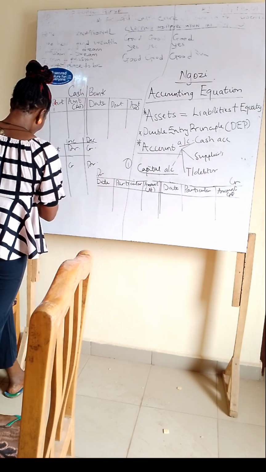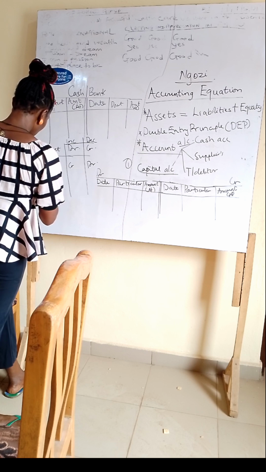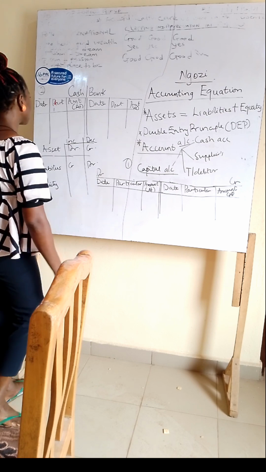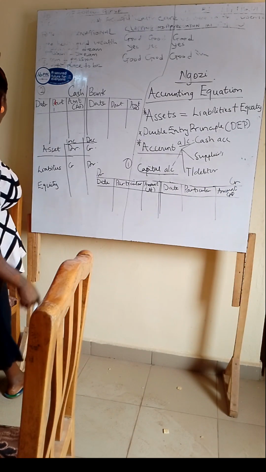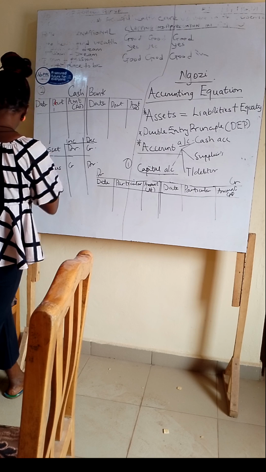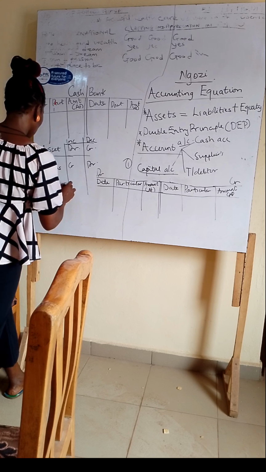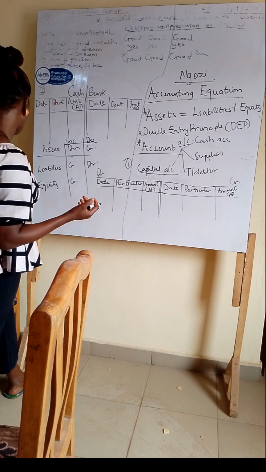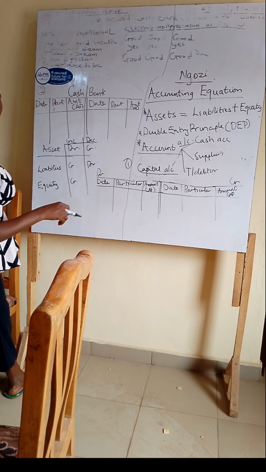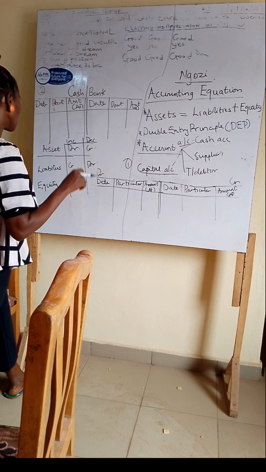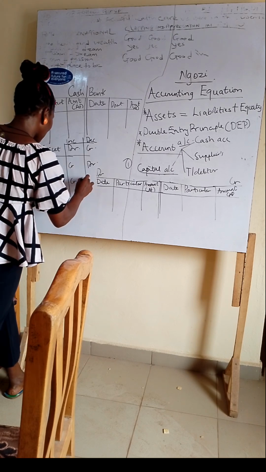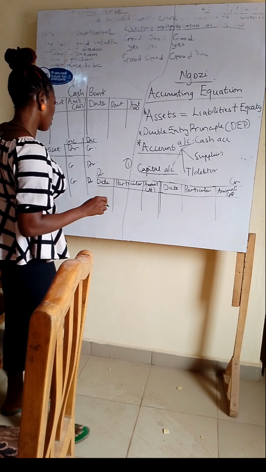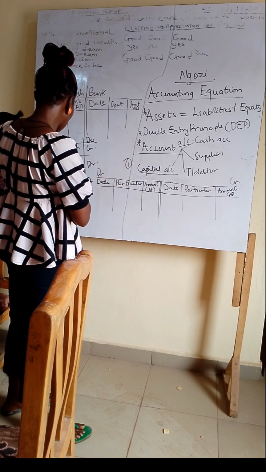Okay? Now, equity is the same with your liability, they are brothers. If your equity is increasing, vis-a-vis if your capital is increasing, you record it on the credit side of your equity or capital account. While if the equity is decreasing, you're going to record it on the debit side of your equity account. Alright? Now, let me talk about assets.